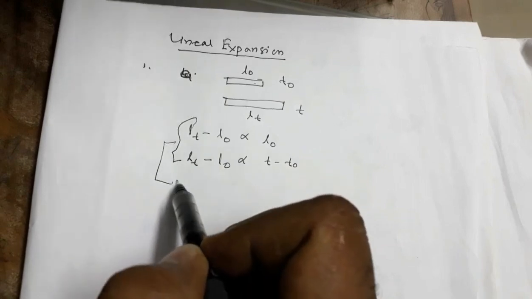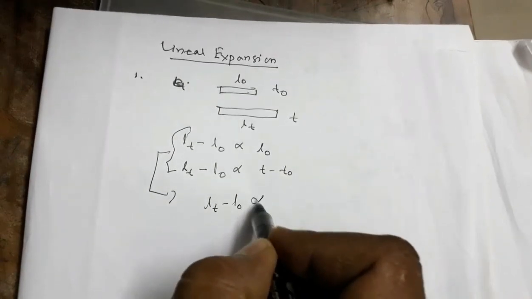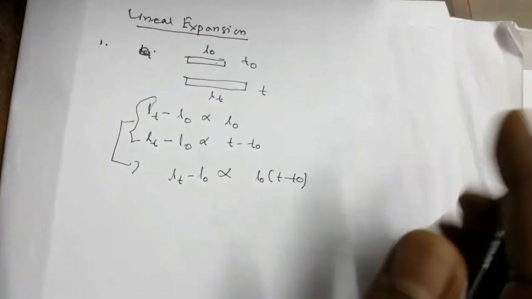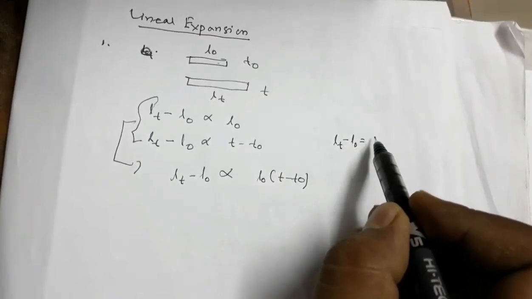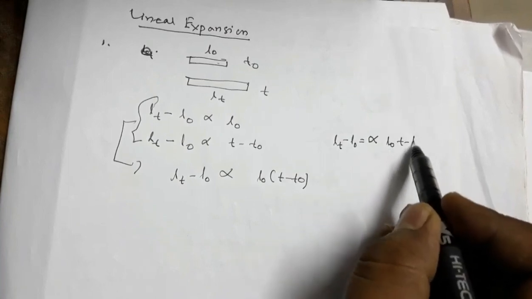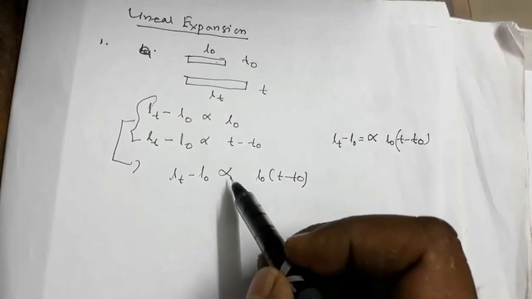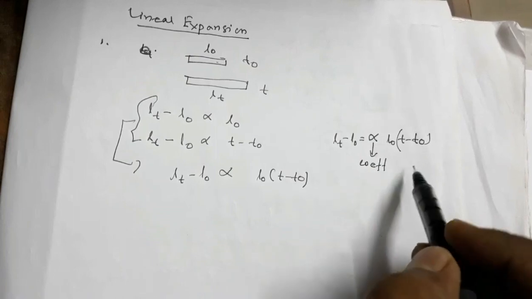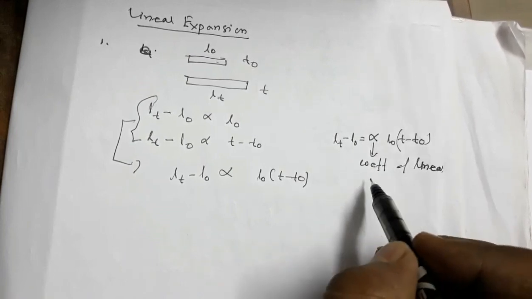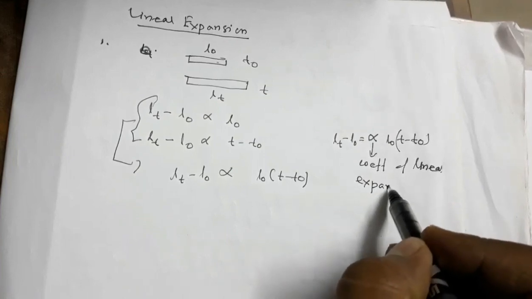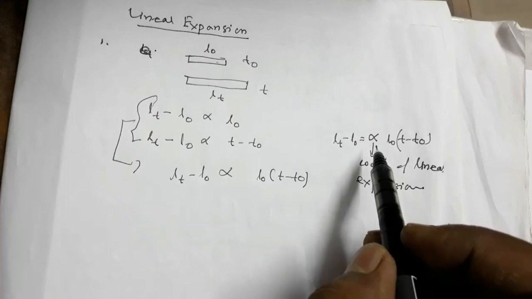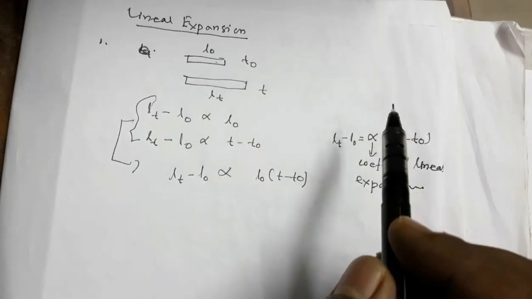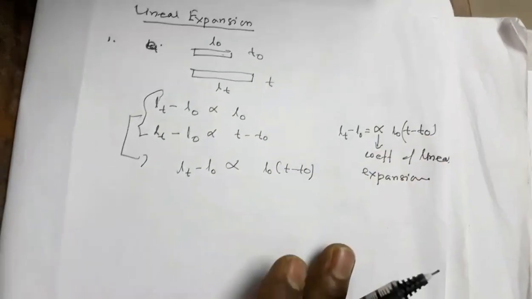Now if I combine these two conditions, what do I get? I get LT minus L0 proportional to L0 times (T minus T0). If I remove the proportionality symbol, I get a constant: LT minus L0 is equal to alpha L0 (T minus T0). This alpha is the proportionality constant, and it is called the coefficient of linear expansion. Its value will depend on the nature of the material of this rod. It is independent of temperature and other factors.